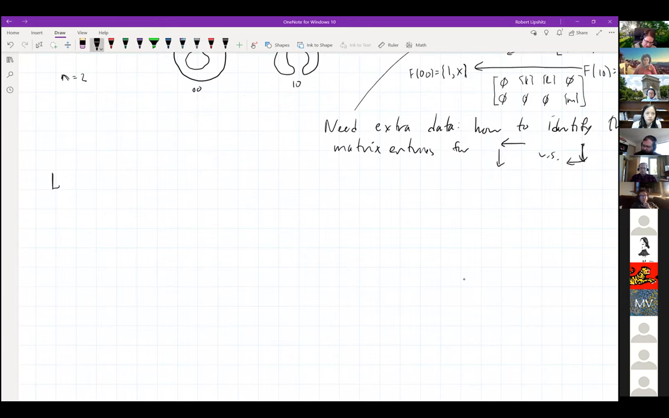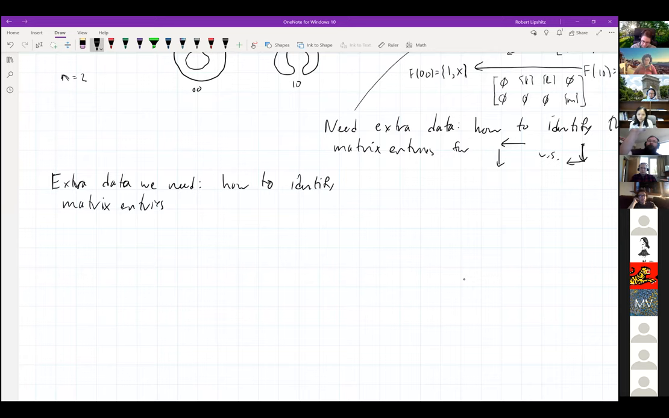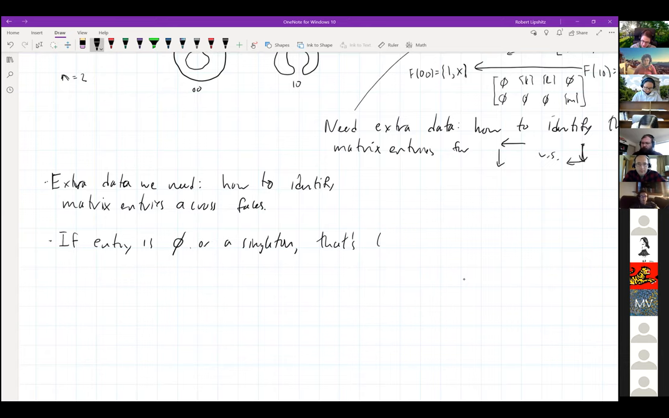So the extra data that we need is how to identify these matrix entries across faces. If the entry is the empty set or a singleton, that's trivial. I mean, there's a unique way of identifying.